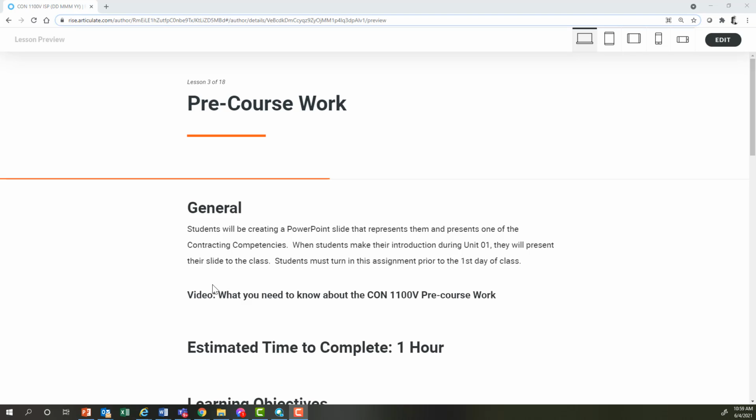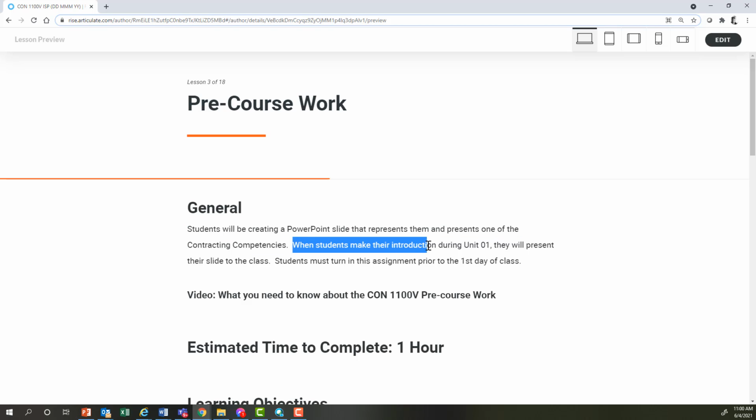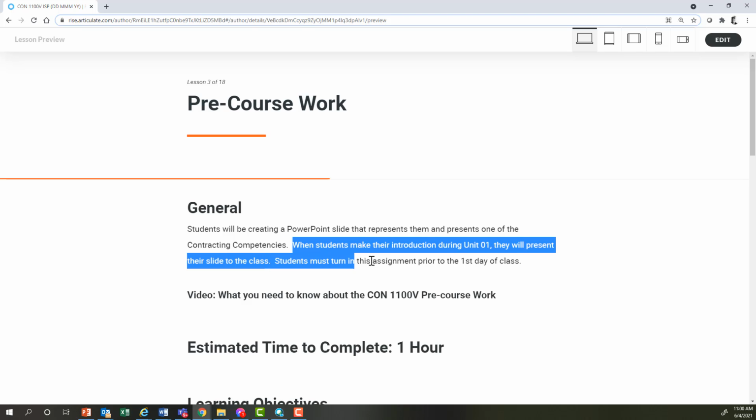All right, let's talk about what you need to know about the Khan 1100V pre-coursework. First off, you need to know that the students are creating a PowerPoint slide that represents them and they will present one of the contracting competencies. So they'll create this, and then on the first day of class, they will present their slide to the class, and they have to turn in this assignment prior to the first day of class.